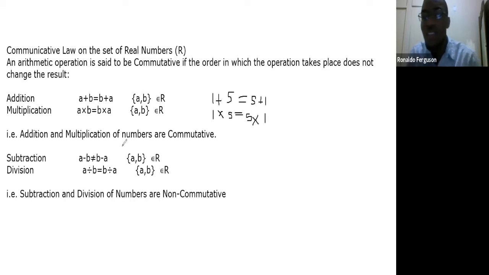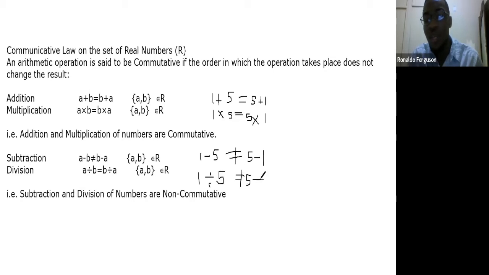Now, the commutative property is never true for division and subtraction. And look at why. 1 minus 5 is not going to be equal to 5 minus 1. 1 minus 5 is negative 4, 5 minus 1 is 4. The same way, 1 divided by 5 is not going to be equal to 5 divided by 1.